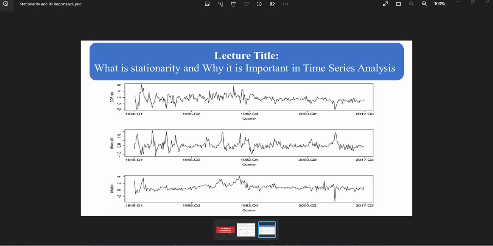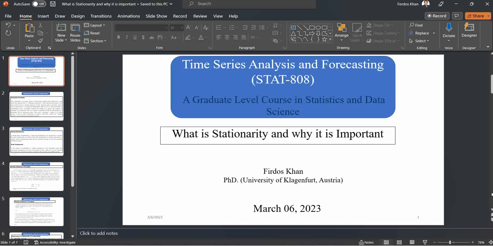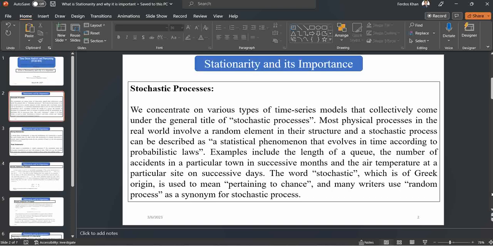So let's move to the lecture on what is meant by stationarity, what the types of stationarity are, and why we need stationarity before embarking on time series modeling or building a time series model. Okay, before defining stationarity and its importance, I would like to define a stochastic process.